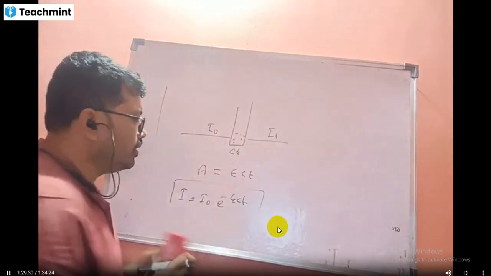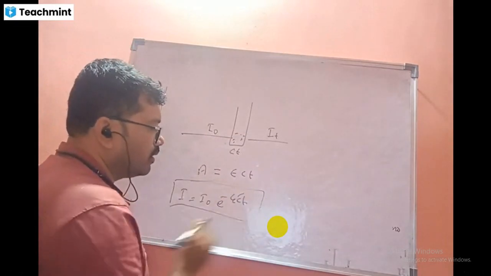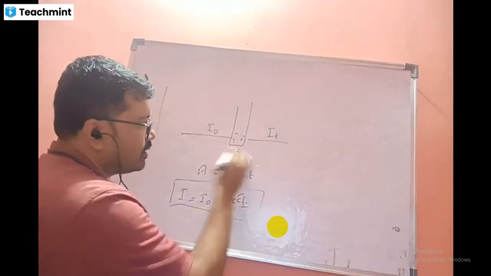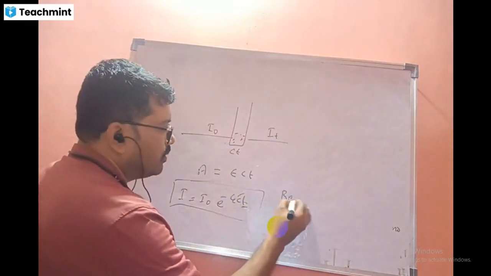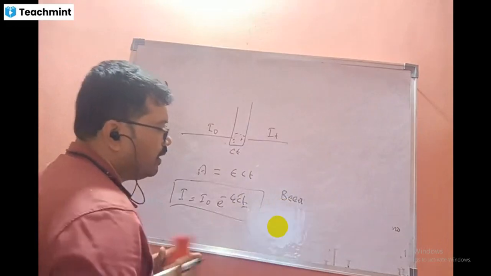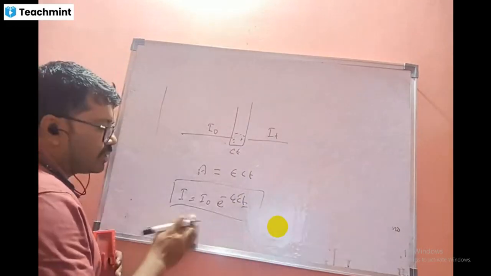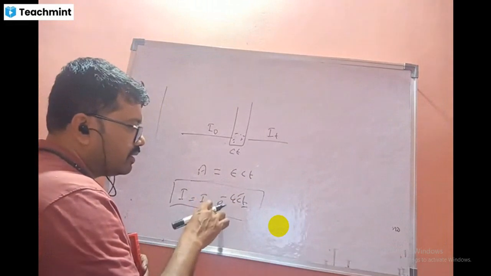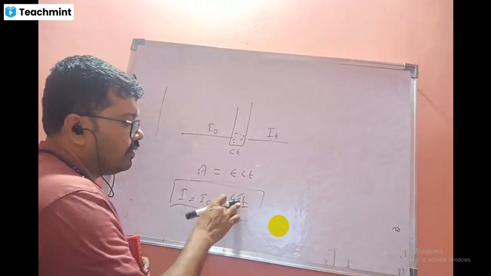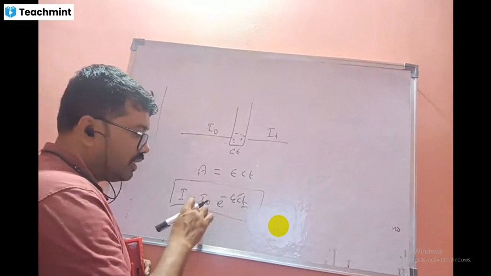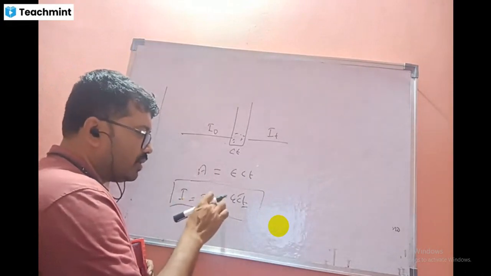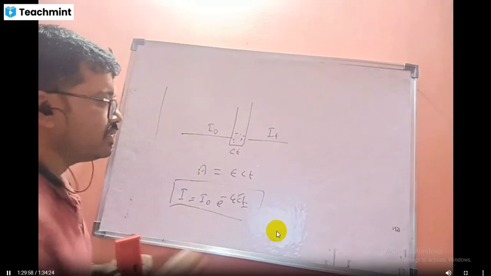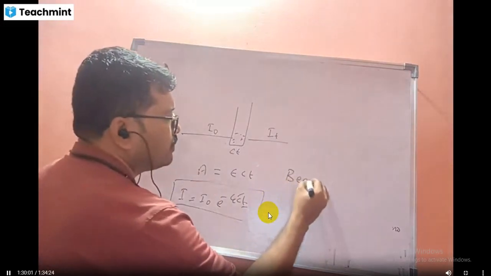These are Beer's and Lambert's laws combined. Concentration dependence is Beer's law, thickness dependence is Lambert's law. Combined, what do we call it? Beer-Lambert law. What does the Beer-Lambert law say? Incident light decreases exponentially with respect to concentration and thickness. This is the Beer-Lambert law.